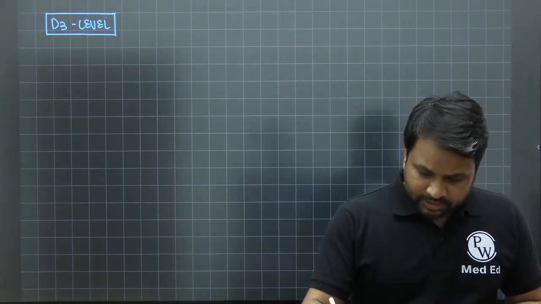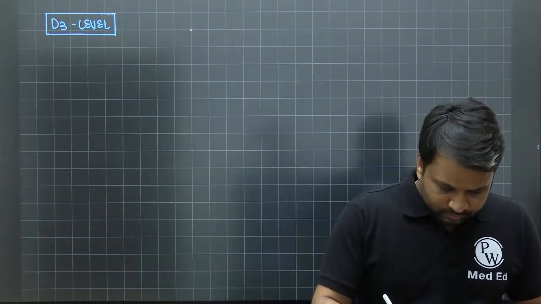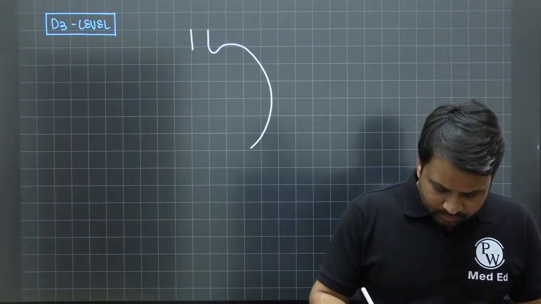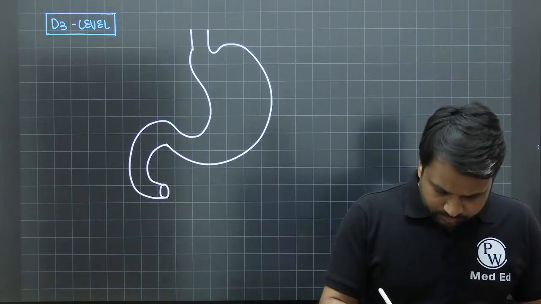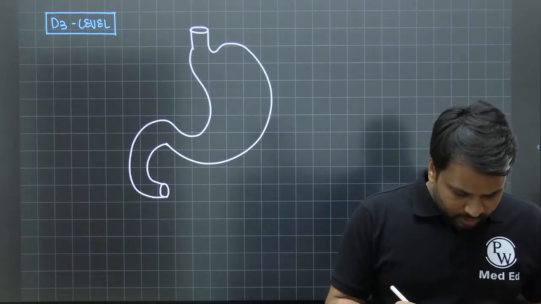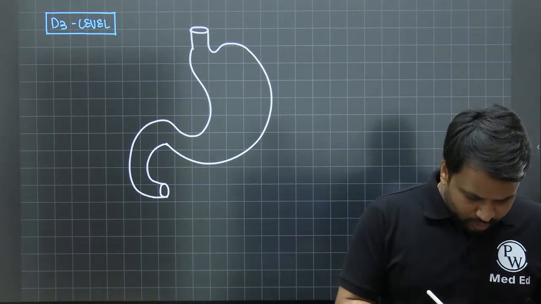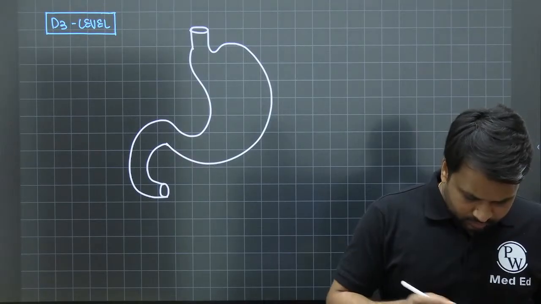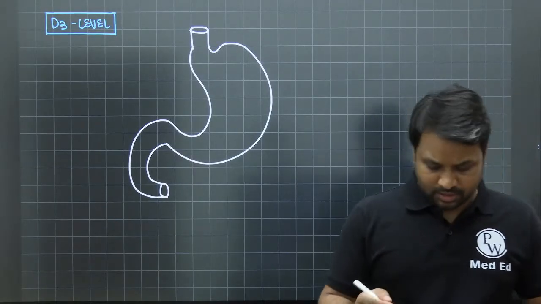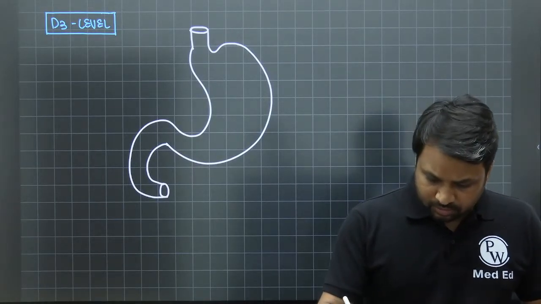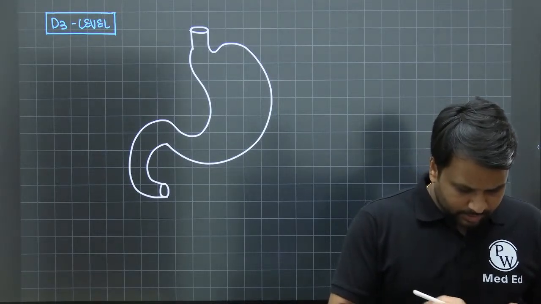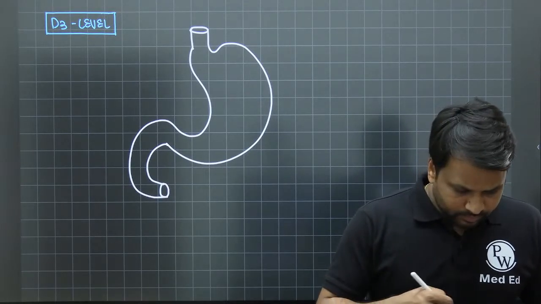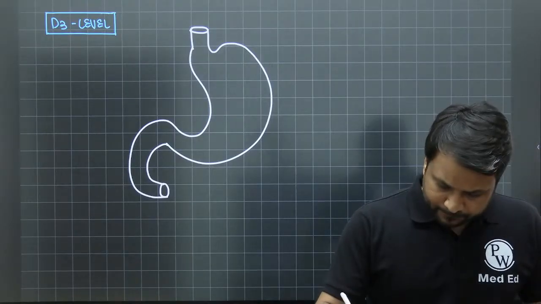So when you look at the D3 level: esophagus, stomach, duodenum. I said 12 is going to be hepatoduodenal. That is the junction that you have at the hepatoduodenal. That is going to be a 12 one.